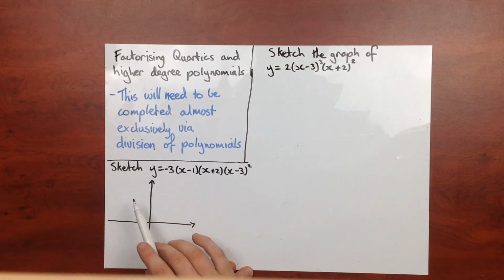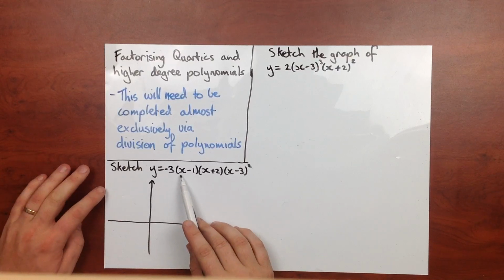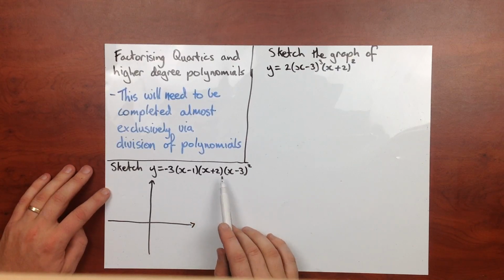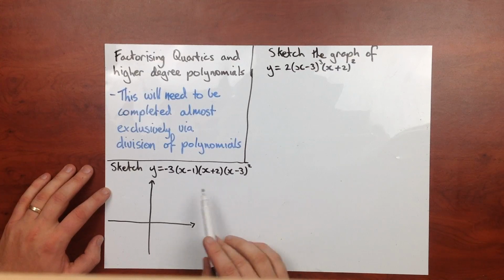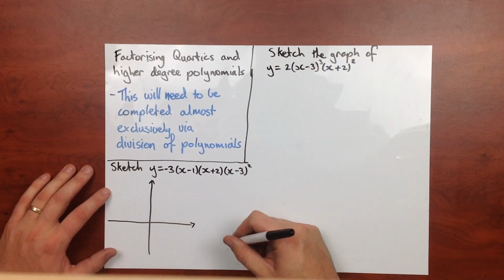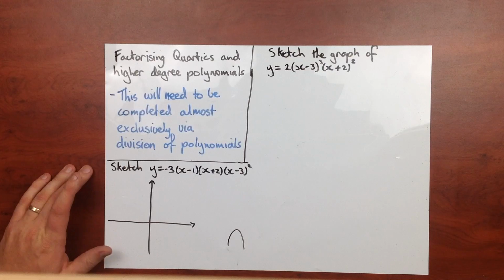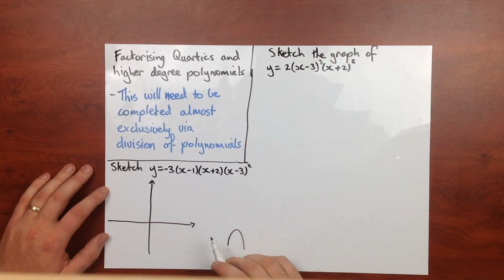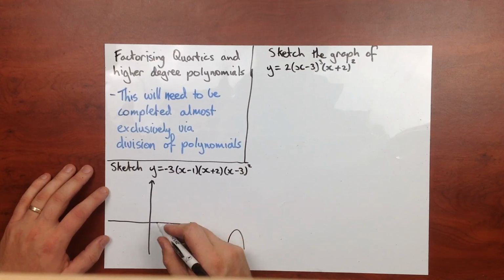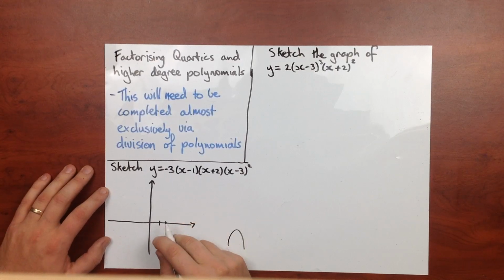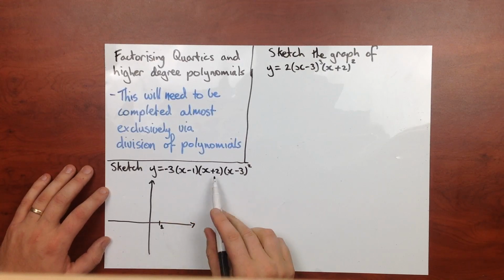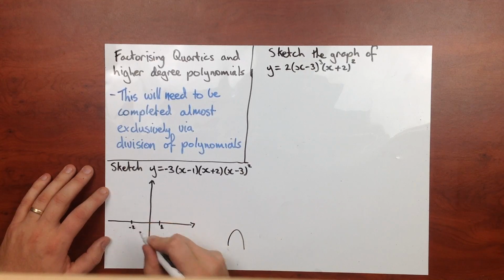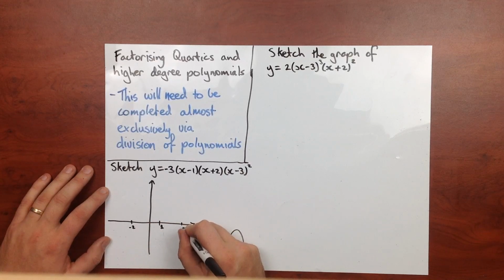So we want to sketch a graph of y equals -3 times (x - 1) times (x + 2) times (x - 3) squared. From this negative value, we know that overall our shape is going to be like this. So we're going to start low. And here we can see what our intercepts are going to be, and by our degree we can see what their nature is going to be. So remember, we've got to change these signs. So x equals 1, we've got -2, and we've got +3.